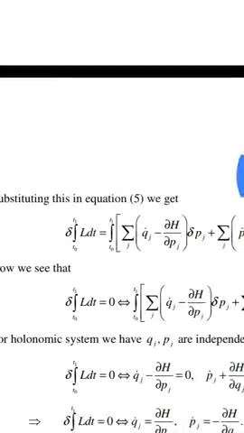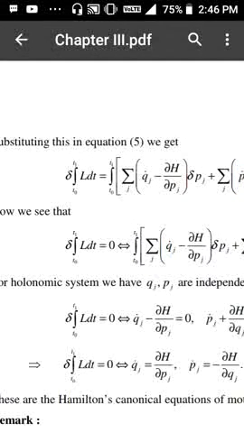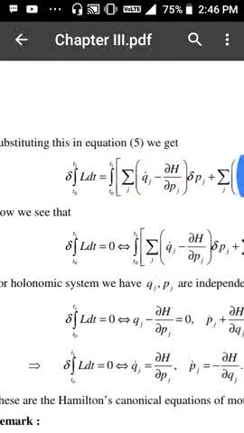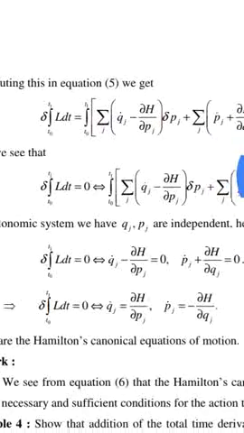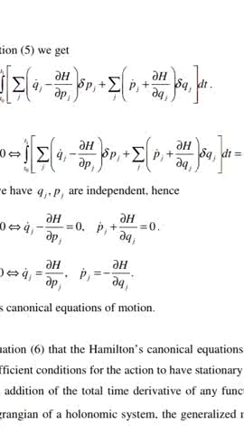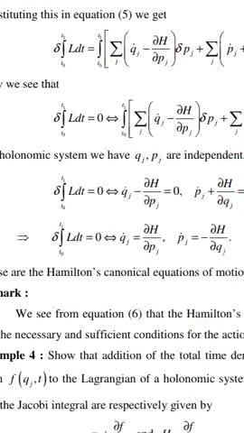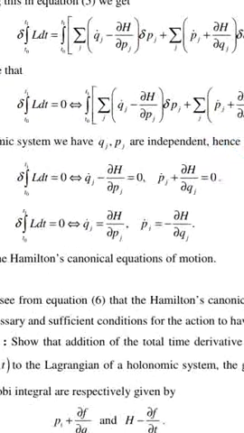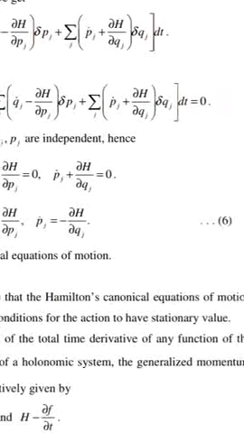Substituting this in equation 5, we get delta integral from t naught to t1 L dt is equal to the integral from t naught to t1 of the summation of qj dot minus dou h by dou pj delta pj plus the summation of pj dot plus dou h by dou qj delta qj dt. Now delta integral from t naught to t1 L dt is equal to 0. Therefore the integral from t naught to t1 of the summation of qj dot minus dou h by dou pj delta pj plus the summation of pj dot plus dou h by dou qj delta qj dt is equal to 0.